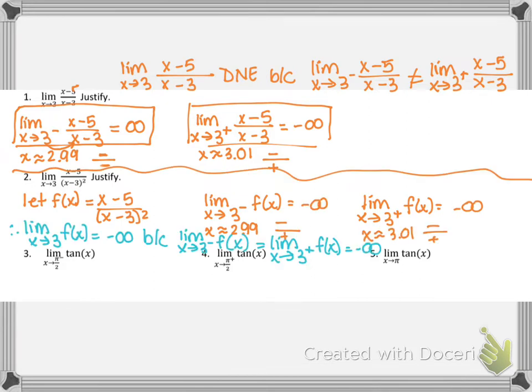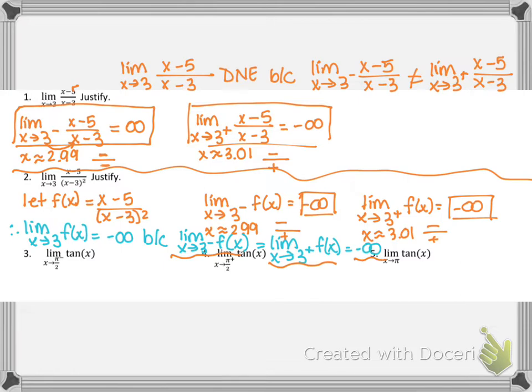Okay, so when I found the left and the right-hand limits for both of those, I found negative infinity. And so I've made my conclusion here in the blue writing. The limit as x approaches 3 of f of x equals negative infinity, because our left-hand limit as x approaches 3 of f of x equals the right-hand limit, which is equal to negative infinity.